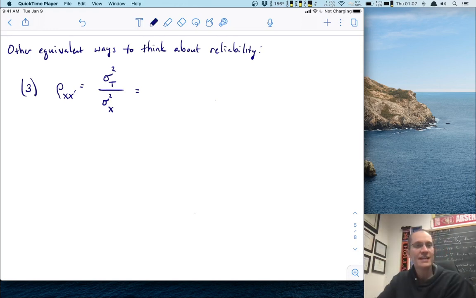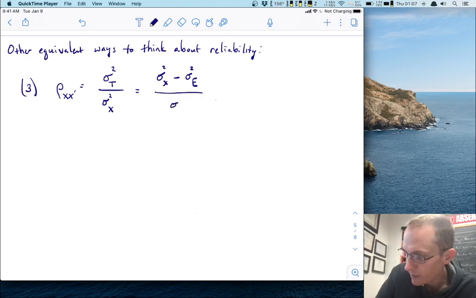If I start with the definition of the reliability coefficient, again, as the ratio of true score variance to observed score variance, I can do a little mathematical trick. I can say this is equal to the total variance minus the error variance, and then I divide by the total score variance, observed variance, if you will. And if I simplify this by dividing the term in the denominator into both parts, then I can write it as 1 minus sigma squared e, so the error score variance, divided by sigma squared x.